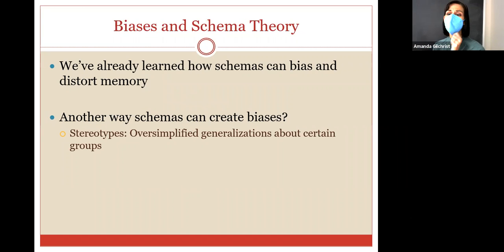Okay, so schemas can absolutely bias and distort our memory. So I mentioned people falsely recalling books being in a professor's office when books were not actually present. But schemas can create biases in another way through the use of stereotypes. Stereotypes are oversimplified generalizations about certain groups. And oftentimes these stereotypes, while not always negative, there are some positive stereotypes around. So for example, a positive stereotype of women is that women tend to be nicer and more nurturing.